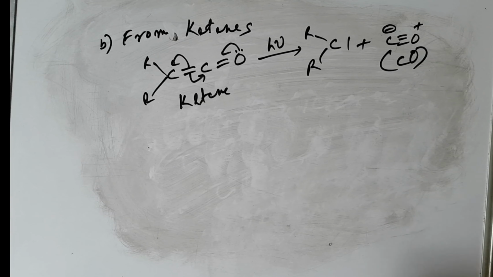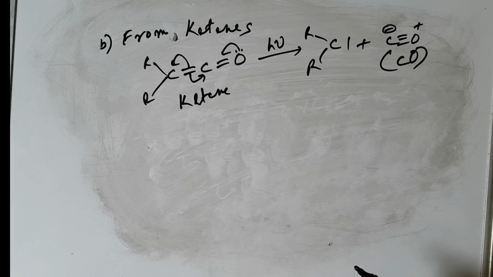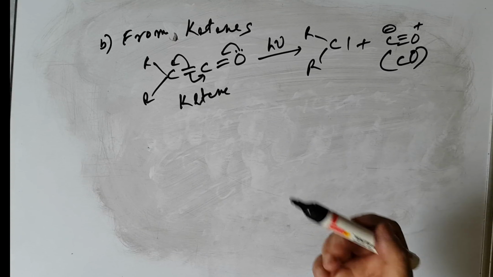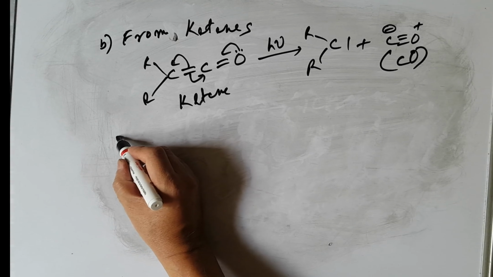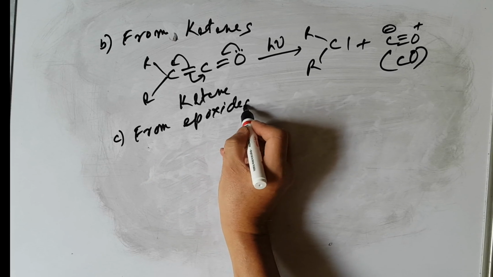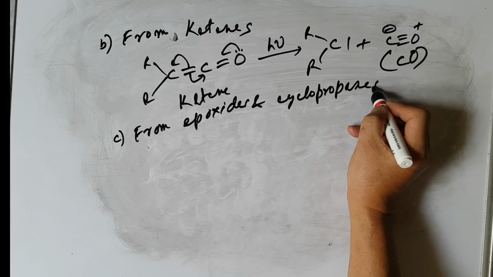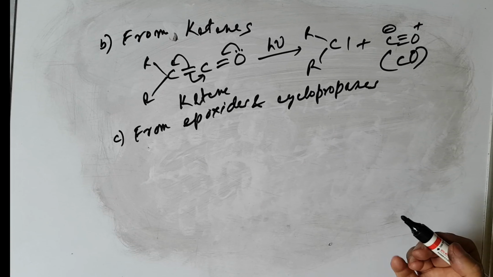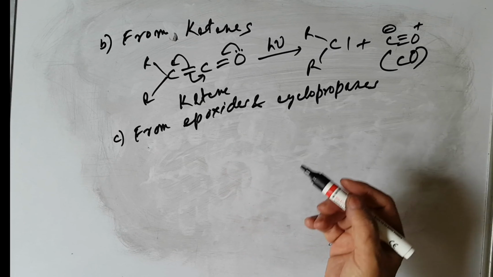So here also, compounds having certain types of double bonds can generate carbenes. I'm giving examples from diazomethane and ketenes. There are many other reactions also. We can have carbenes from epoxides, and another one from cyclopropanes. So carbenes can be generated from epoxides as well as cyclopropanes.